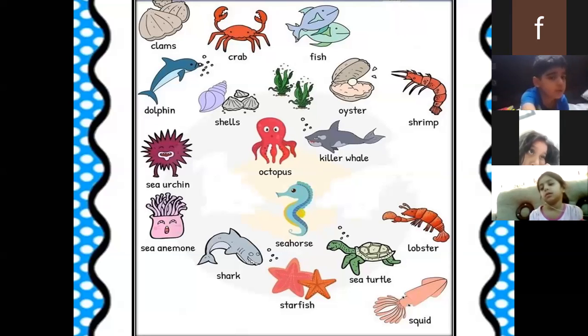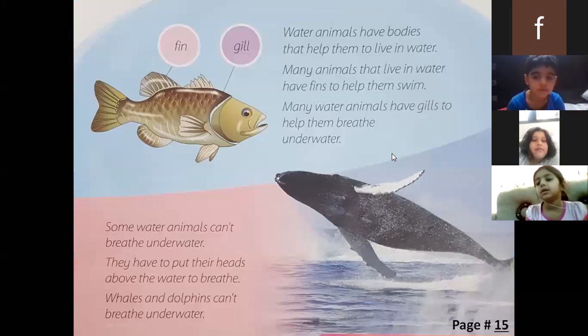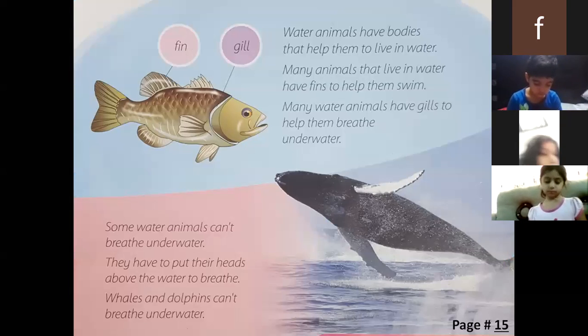Look at this page carefully. Try to read 4 or 5 words yourself. Now I'll move to the next page. Please open page number 15 in your book.